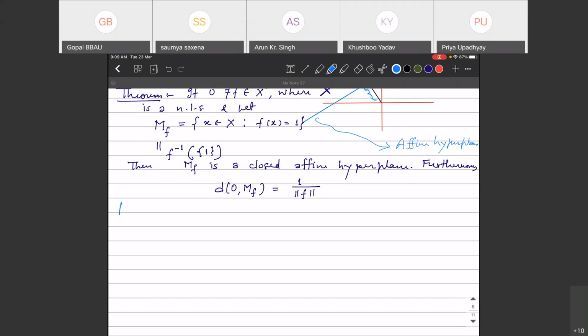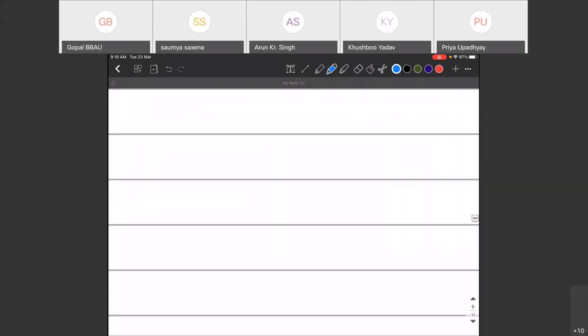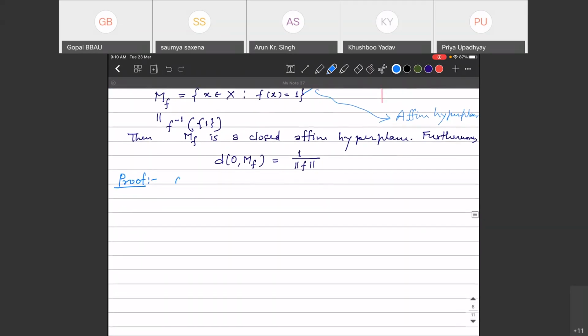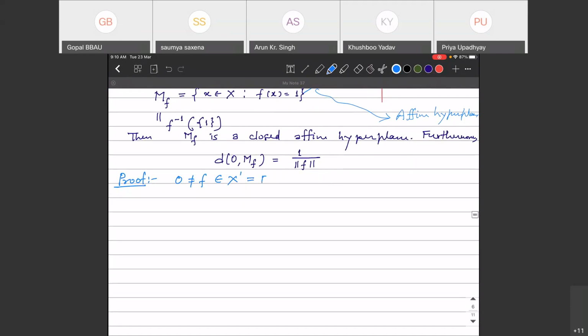So what is the proof? We are given that f is a non-zero bounded linear functional. X prime is the set of all bounded linear functionals from X to K. By definition, what do we know? We know that mod of f(x) is less than or equal to c times norm of x. We call that c the norm of f. Correct? Is it okay? Yes, sir. Okay, this is true.